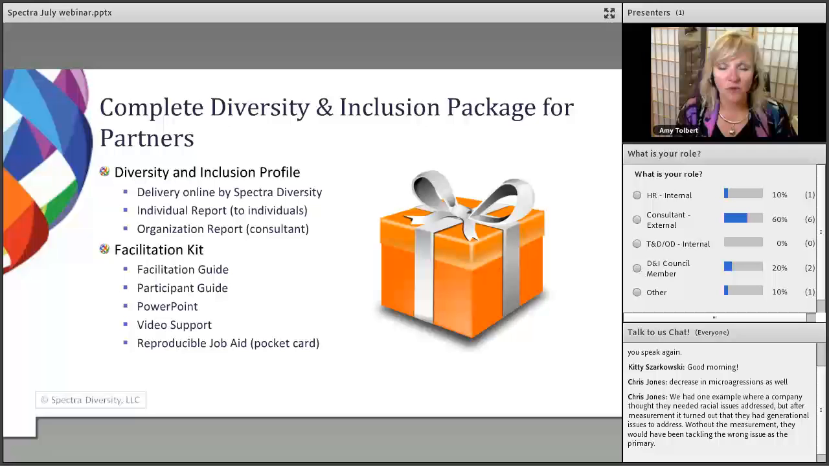When you are a partner with Spectra, you also receive a facilitation kit. The facilitation kit has a half-day scripted seminar. You can pick and choose activities from that, or you can do it just as it's written and never change a word. It comes with a participant guide with PowerPoint, a reproducible job aid, like a little pocket card. And we also have some little video clips and video support in there as well for you to use.